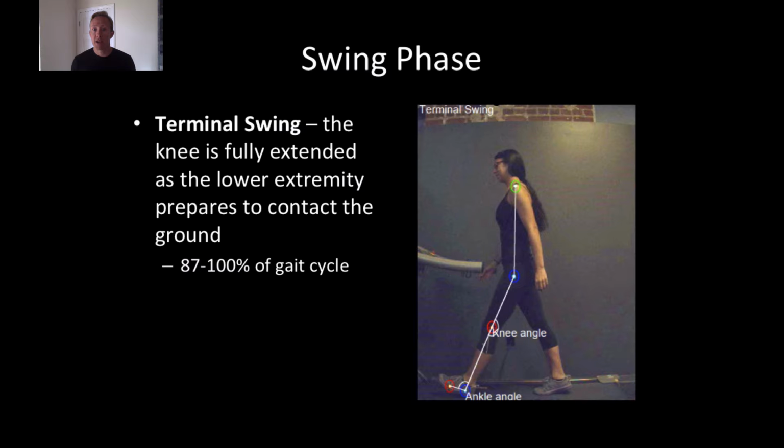Okay, so that takes us through the 8 events of gait. I know I went through there pretty quickly, but we've got initial contact, loading response, mid stance, terminal stance, pre-swing, and then initial swing, mid-swing, terminal swing. So those are our 8 events, 2 phases, the stance phase and the swing phase.